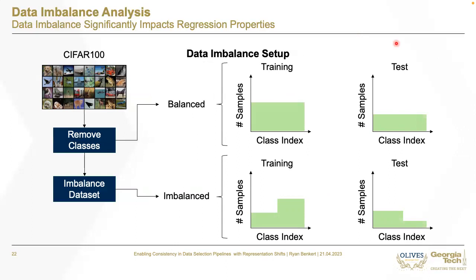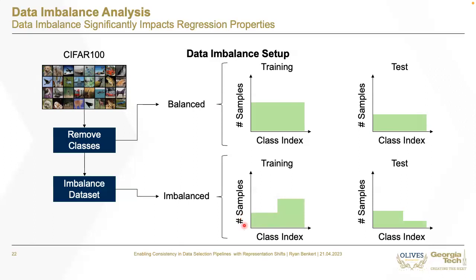Now, if we imbalance the data set, we do this in two separate ways, right? The first step is we reduce the number of samples for half of these classes. So we take half of them and we reduce the number of samples significantly. What I did here is I reduced it from, I think, 500 to 100 samples, so by an 80% cut.